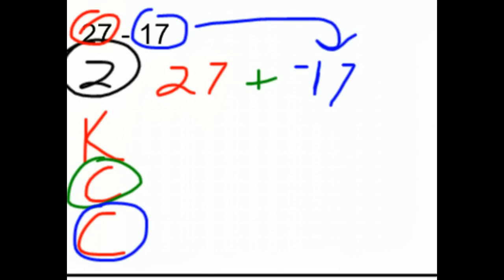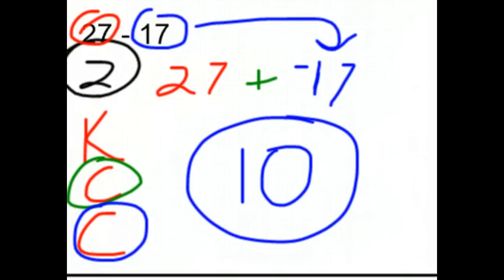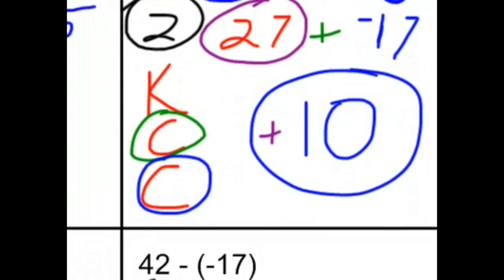27 plus negative 17. And now, if you remember how to do that, we subtract the absolute values. 27 minus 17 is 10. And we keep the sign of the greater absolute value. 27 has a greater absolute value than negative 17. So the sign is the same as 27's, which is positive.